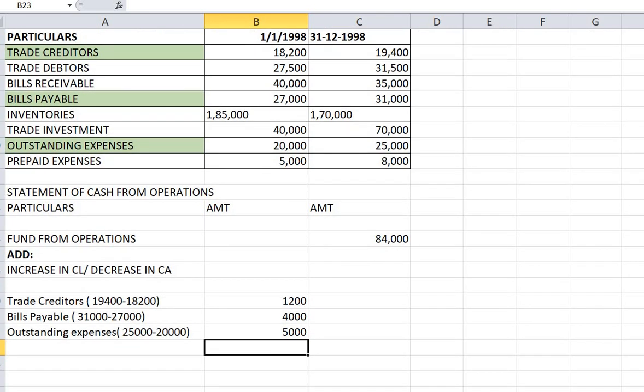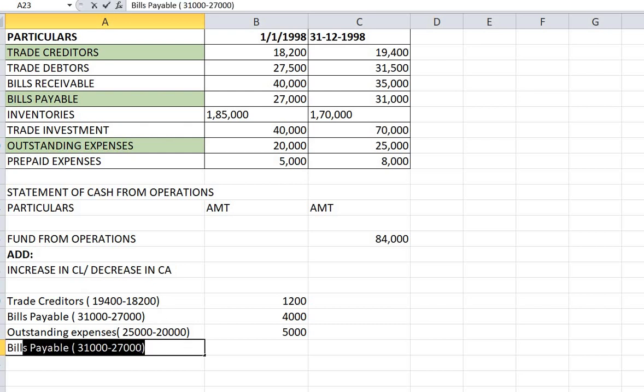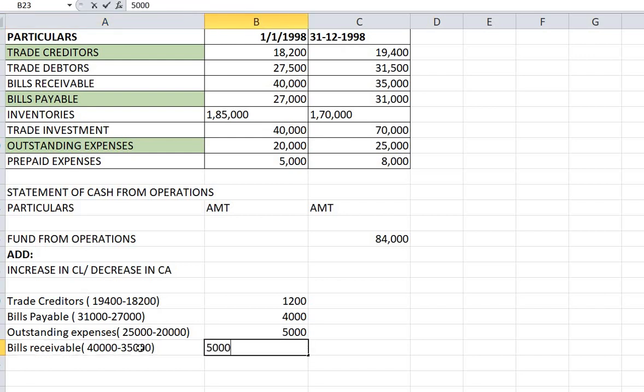So find out whether there is a decrease in current asset. So debtors is a current asset, 27,500, 31,500. So it cannot be added. Bills receivable is an asset. So 40,000, 35,000. Yes, there is a decrease in current asset. So you can take this bills receivable there and write bills receivable. What is the amount? 40,000 minus 35,000. This is all for your convenience. You write 5,000 there. Okay.